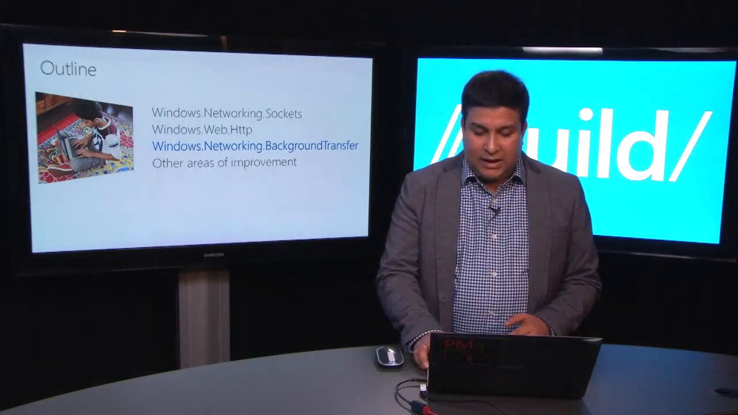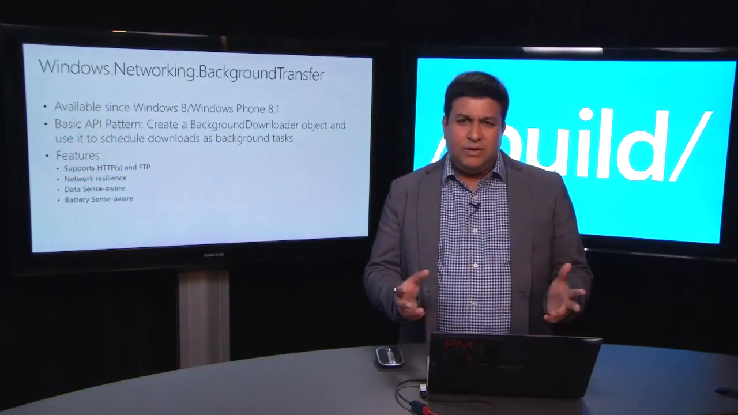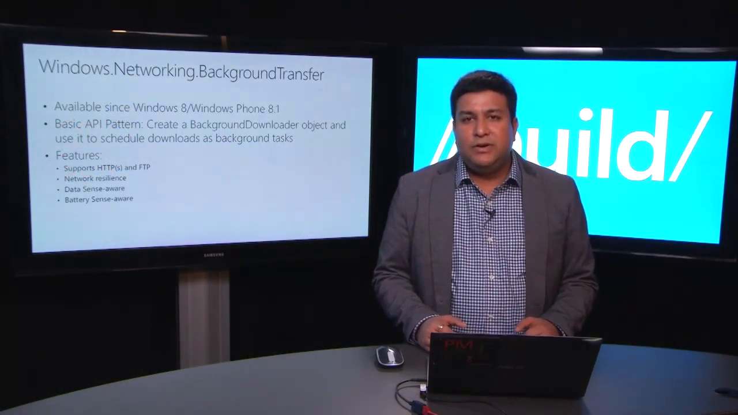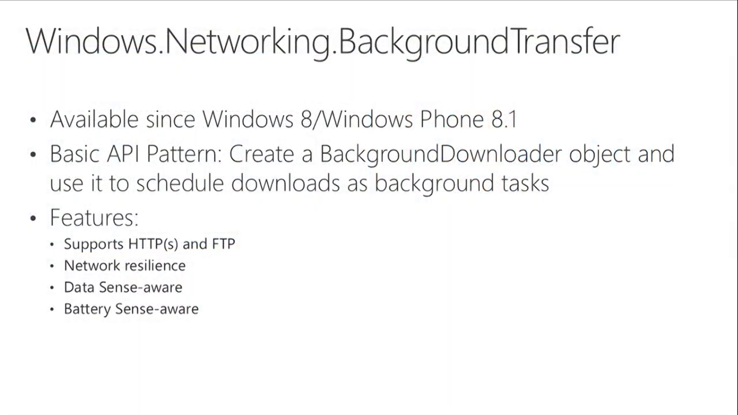Background transfer, as you know, is not a new API. This is from the Windows 8, Windows 8.1 timeframe. The basic API pattern is very simple. You create a background downloader object, and you can schedule a bunch of background downloads or uploads using that downloader object, just passing on the URI and the file with it.